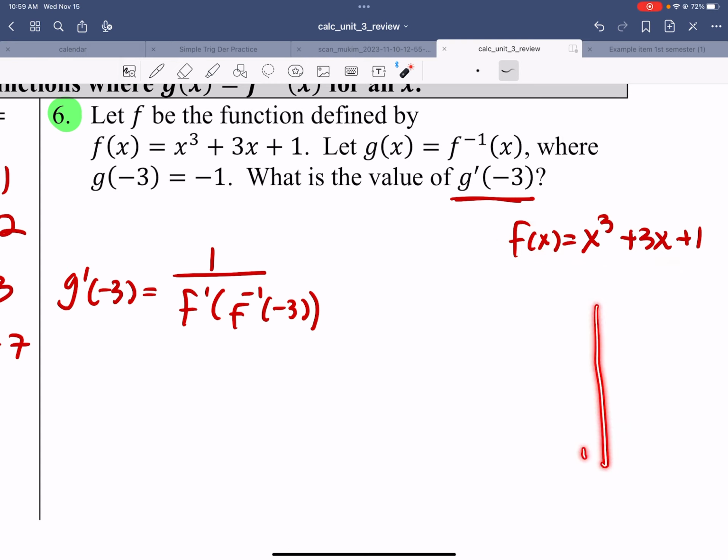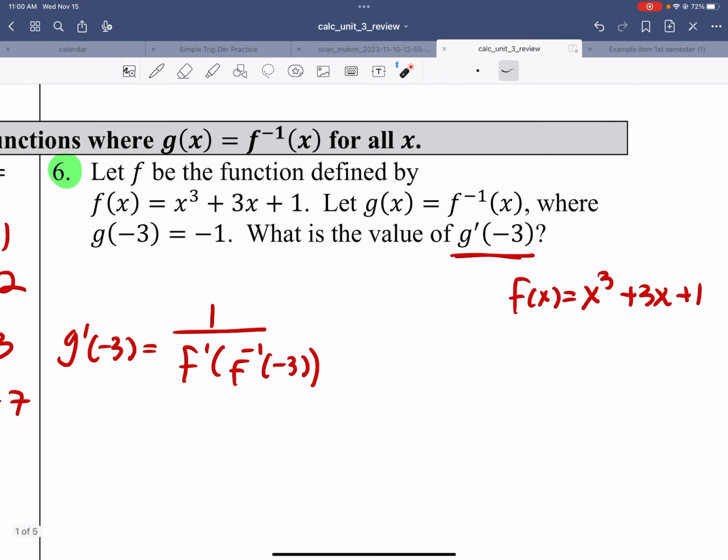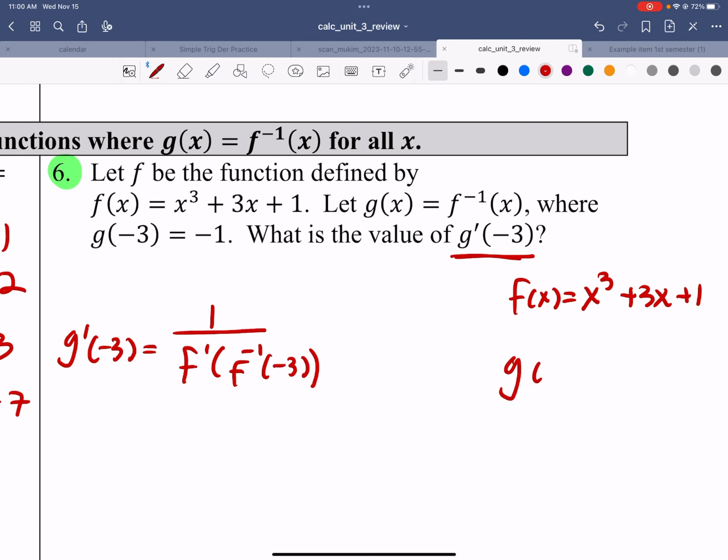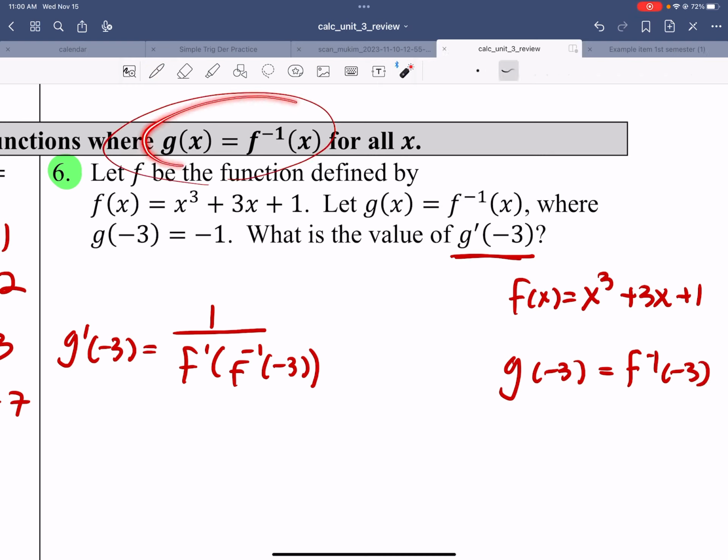And I did all those crazy things. But we don't really have to do that because, as you can see, g of -3 is equal to -1, right? And g is already the inverse of that. So do you see, g of -3 is the same thing as f inverse of -3, because they are inverse. So if I plug in -3, that is the same thing as this one, which means this thing is equal to -1.